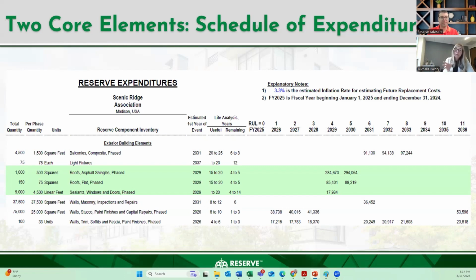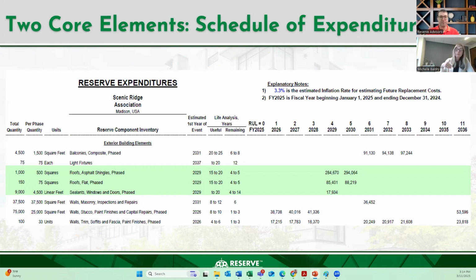And then every project will have an associated cost. Now, ideally, each expenditure plan will also provide you that quantification. So how many light fixtures, what's the linear feet of our sealants or the square footage of our balconies, right? So ideally, they'll give you that quantification. Ideally, they'll give you that useful life. So what is a normal expectancy for this type of roof or this type of pavement or our furnishings, right?